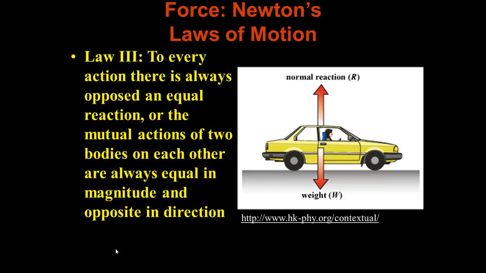The third one of Newton's laws of motion is called equilibrium. To every action, there's always an opposed and equal reaction, or the mutual actions of two bodies on each other are always equal in magnitude and opposite in direction. So this car sitting here has a certain amount of weight, that's the mass times acceleration. But something's holding it up so it doesn't move away, and that's the strength of the asphalt and the road beneath it that's pushing back. So this keeps our car fixed.